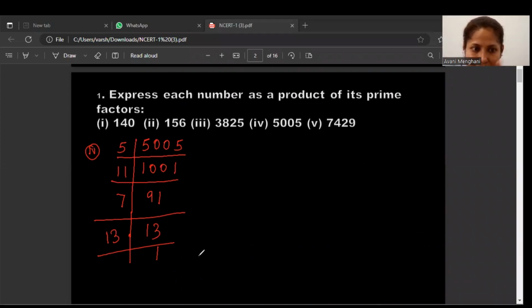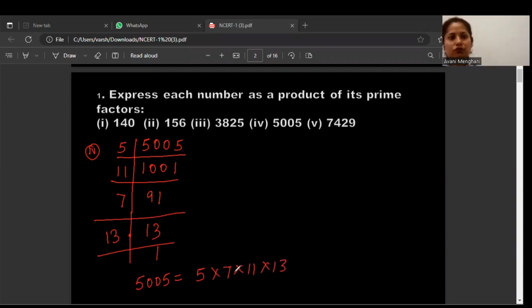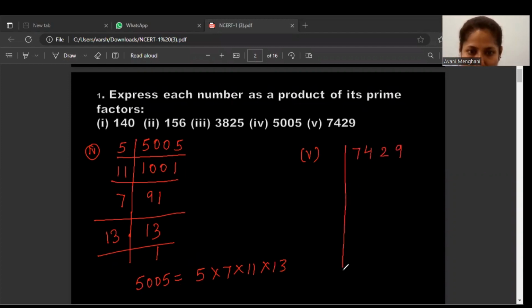Now if I summarize all the factors together, I'll start with 5, then 7, 11, 13. This is the prime factorization of 5005. Now comes question number 5, 7429. Now see, it's a big number and it's not even, so we can't start with 2.